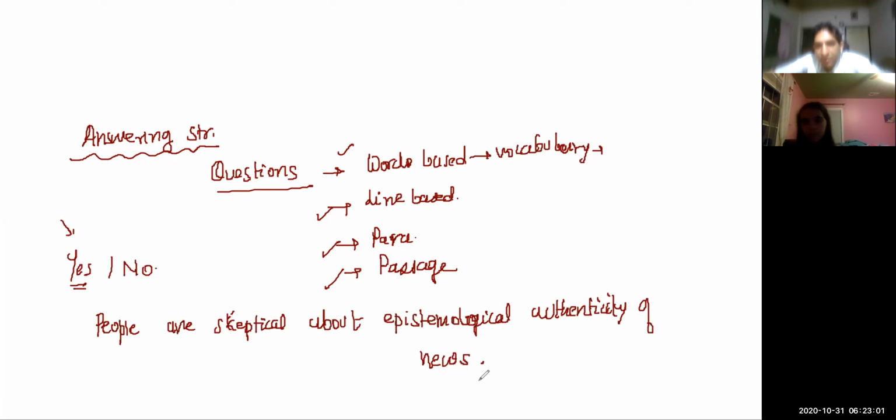In this sentence, how many words do you understand? How many words are unknown to you? People, do you know this word? Yes. Are, too, you know these? Skeptical? Yeah. About? Yeah. Epistemological, do you know this? It has logical in it, so is this something to do with logic? That's fantastic, a very good answer. So logical is there, epistemological, but we don't know this word as of now. Let's cut it.